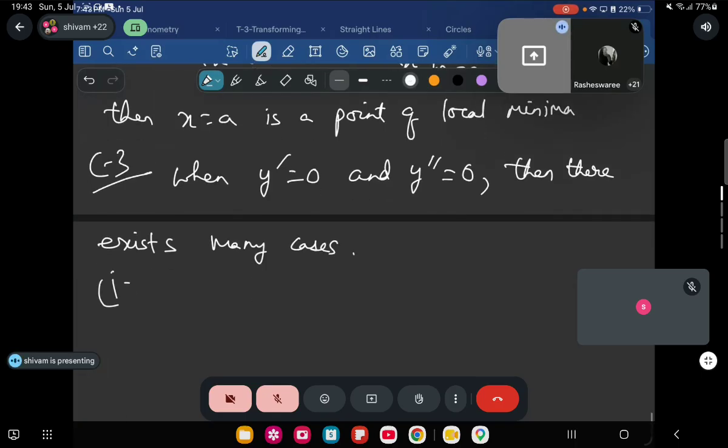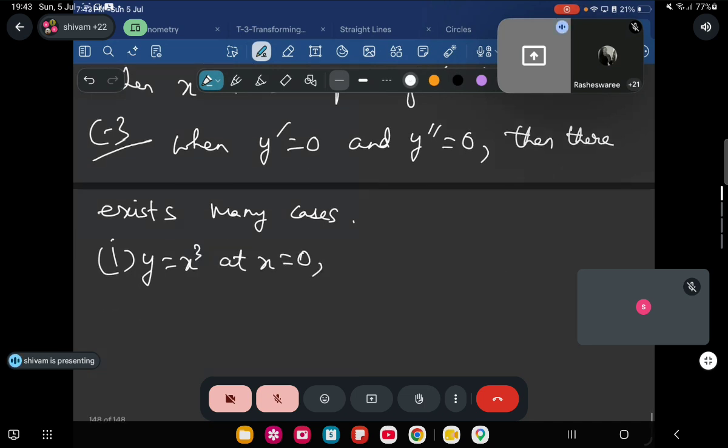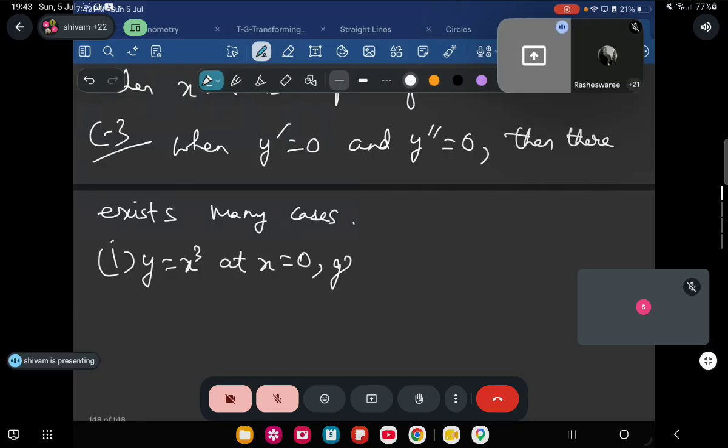Okay, number 1, y equal to x cube, right? At x equal to 0. What happens, everyone, for y equal to x cube? Graph is always increasing, right? So over here, will we get any local maxima or local minima? Tell me. Always increasing.